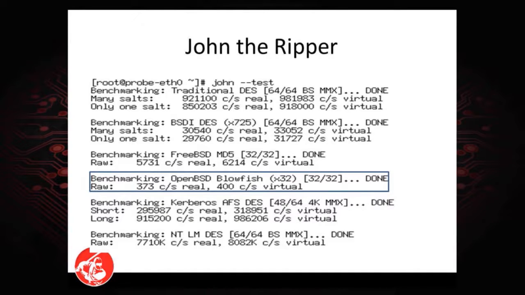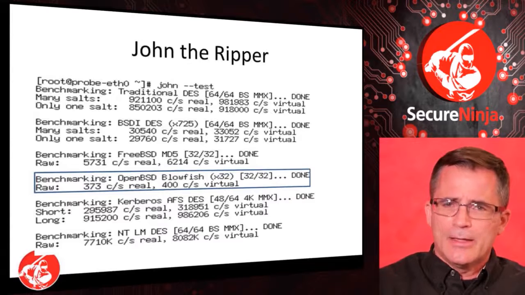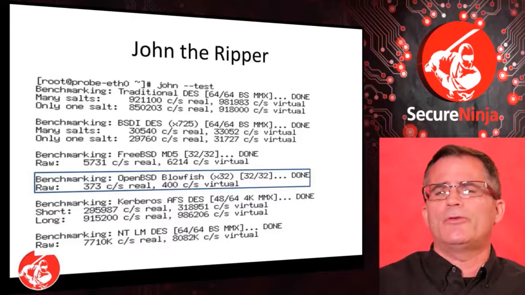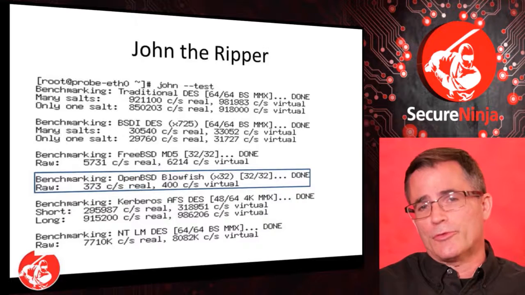Let's take another example, NTLM, which is the bottom one. It says 7710. There's a K next to that, folks. That means 7.7 million crypts per second, he can do LanMan hash cracking. But OpenBSD, he can only do 400. This is why in a secure environment, a lot of organizations might deploy BSD. If in your red team hacking, you run into an OpenBSD box, good luck. They're very difficult to crack.